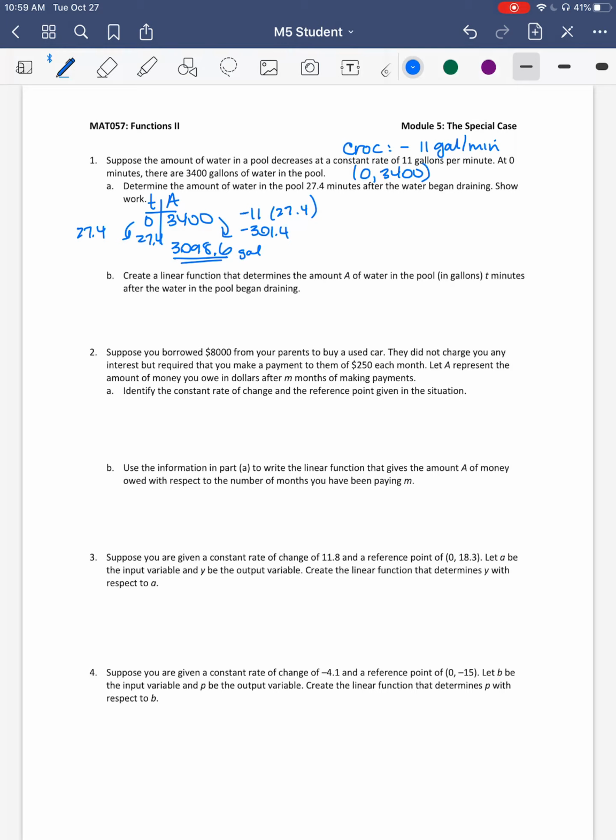If I'm going to write my formula, I would say A equals negative 11, and I'll use my original reference point, so T minus 0 plus 3,400.